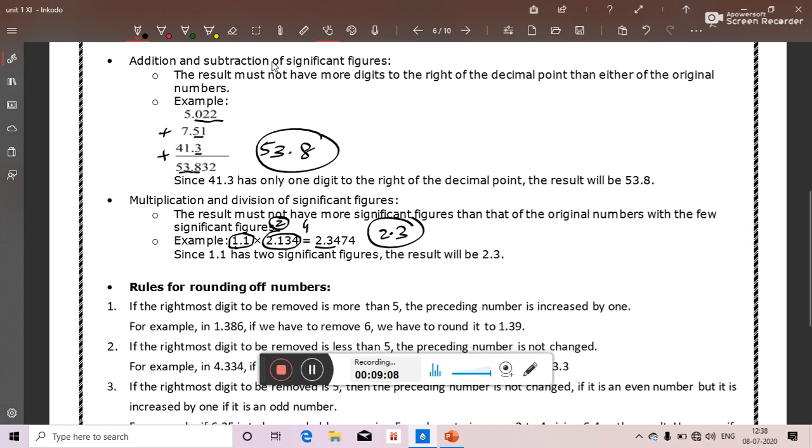So in addition and subtraction, you have to see the minimum number of digits after the decimal point, while in case of multiplication and division, you have to see the minimum number of digits in the entire number.